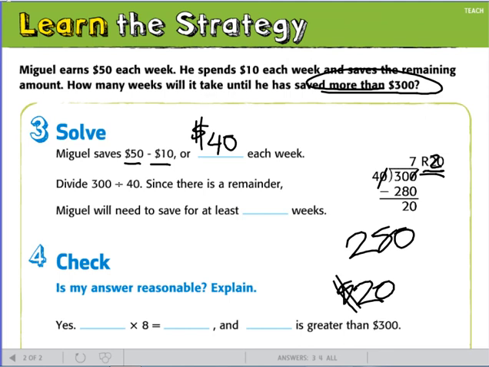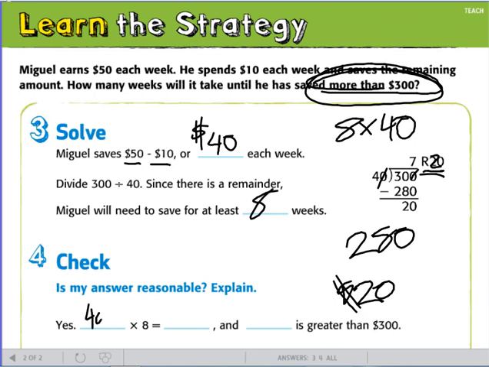So how many weeks is it going to take him to save more than 300? 8 weeks. Because 8 times 40, well, we'll get to that in a second. So 8 weeks, okay? Because 40 times 8 equals 320, and 320 is greater than 300.